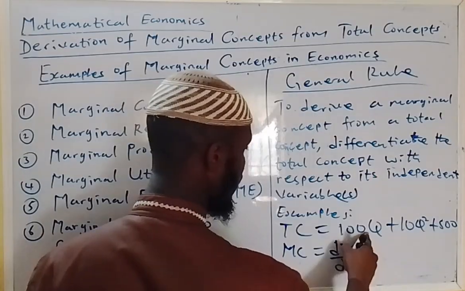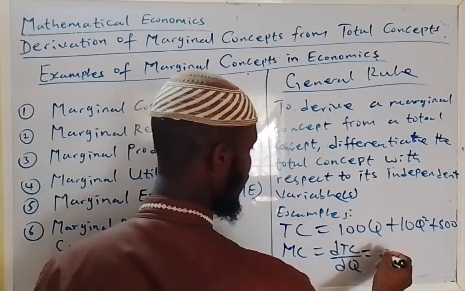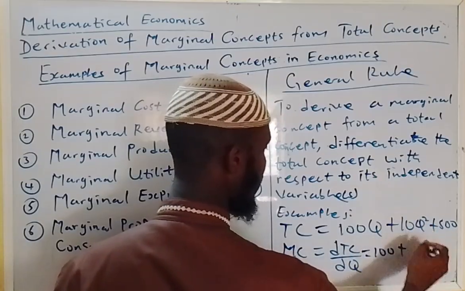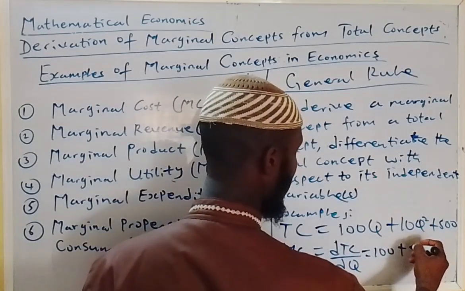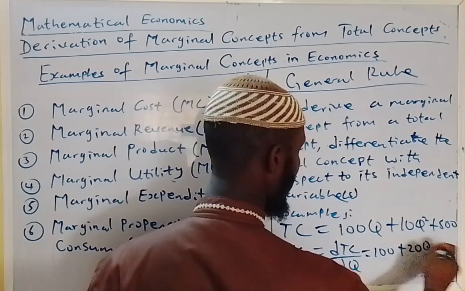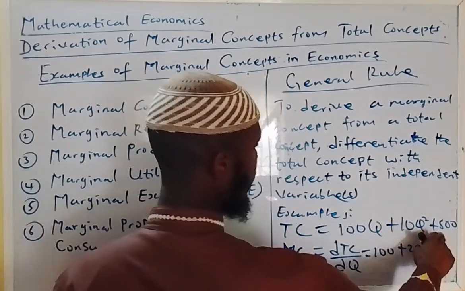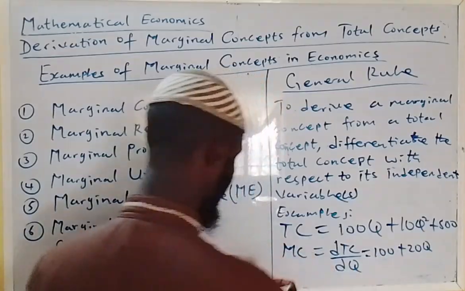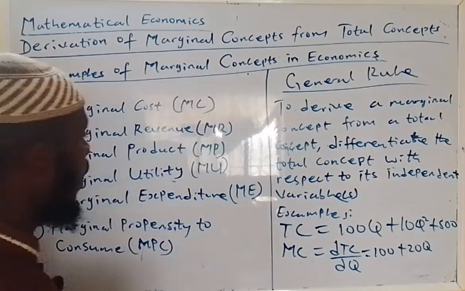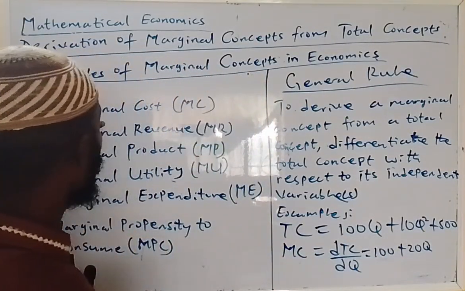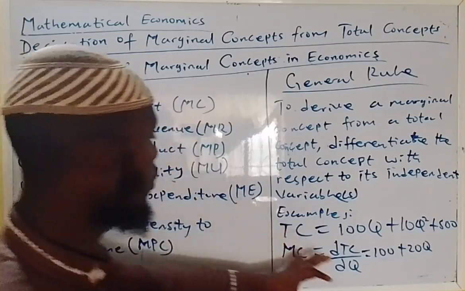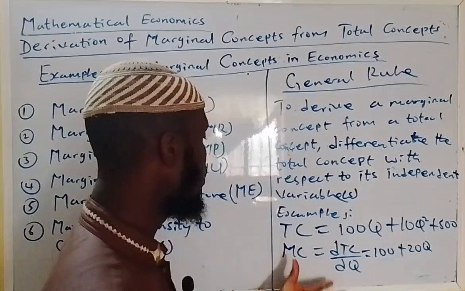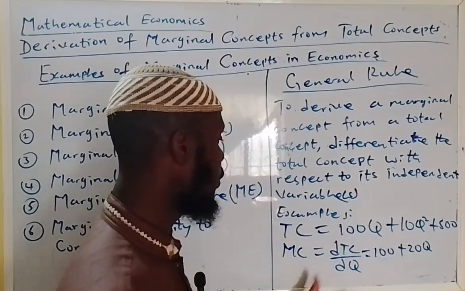So if we differentiate this with respect to Q, we have 100, then plus, bring down the power, that will be 2 times 10, that is 20, and we are left with Q. Now this is a constant, it becomes 0. So this is our marginal cost function. Meaning that to get the marginal cost function from the total cost function, we just differentiate the total cost function with respect to what?